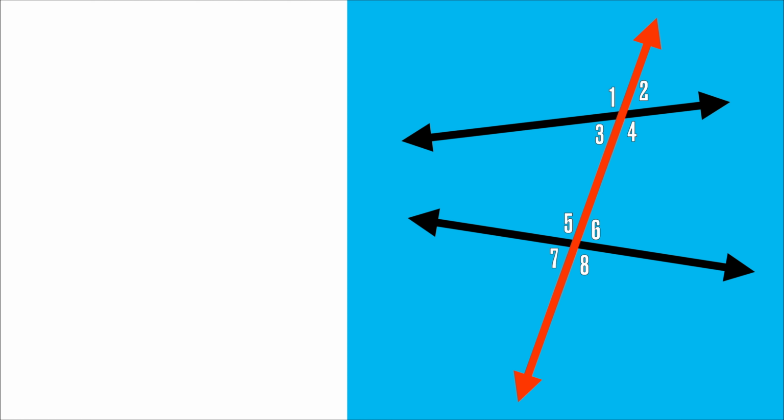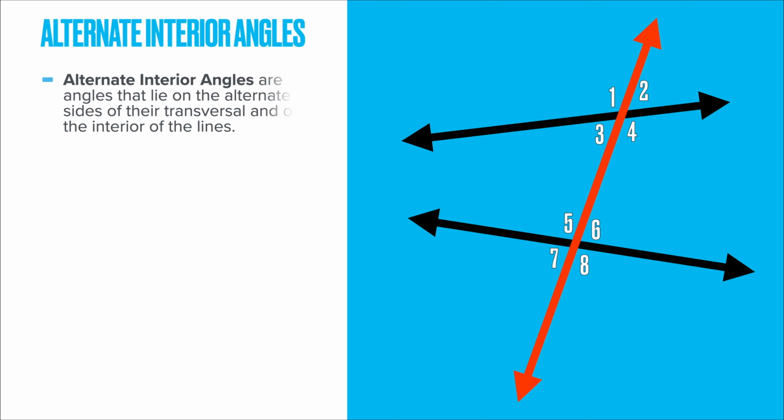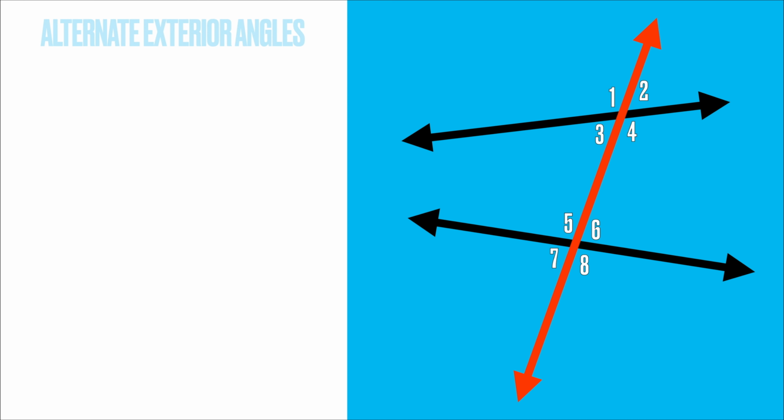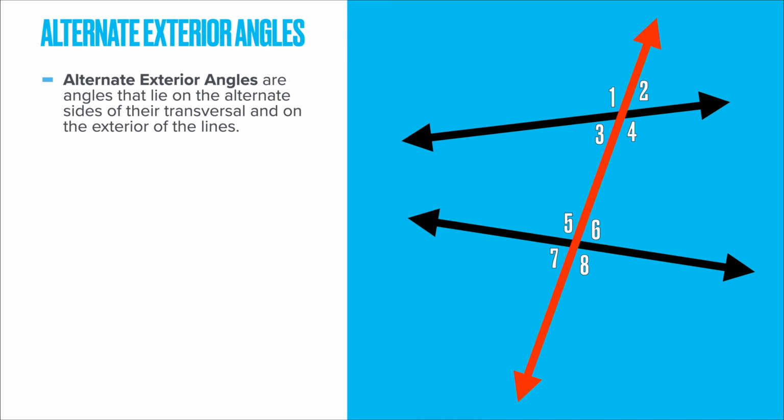Now let's talk about alternate interior angles, which are angles that lie on alternate or opposite sides of the transversal and on the interior of the lines. So some examples of those would be angle 4 and 5 and angle 3 and 6. Let's now talk about alternate exterior angles, which are angles that lie on alternate sides of the transversal and on the exterior of the lines. Some examples of that would be 1 and 8 and 2 and 7.